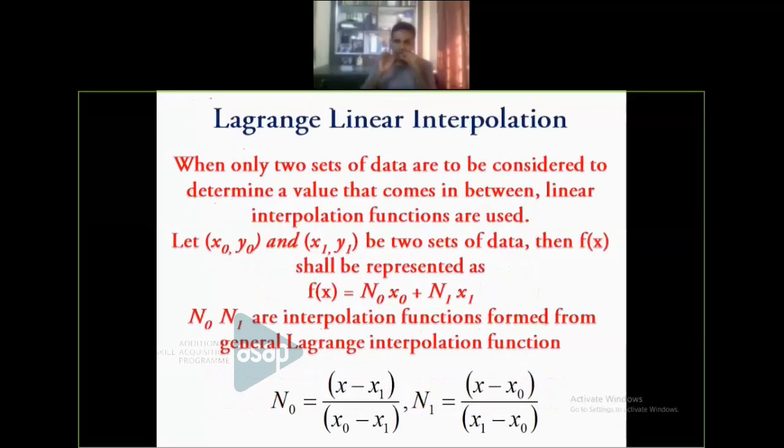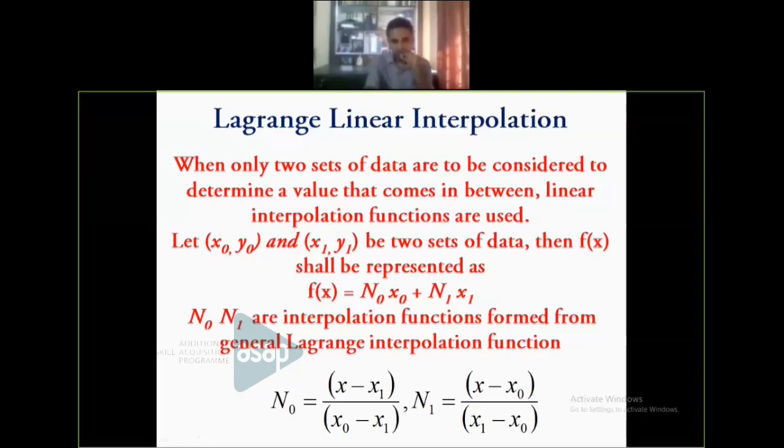Now let me take just two data points. Earlier we generated a function with n data sets, that means x1, y1, x2, y2, till xn, yn. Now what we are trying to do is take just two values, x0, y0, and x1, y1, as shown here. How can you use this Lagrange interpolation function to get a value in between?